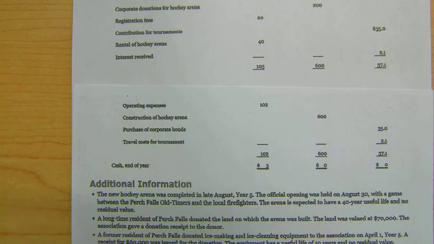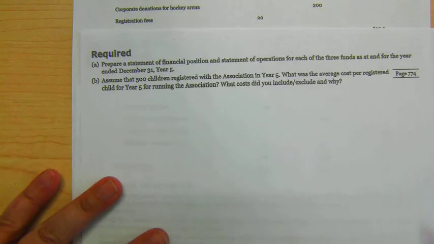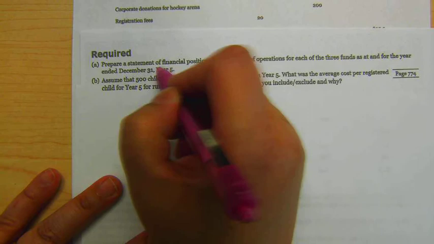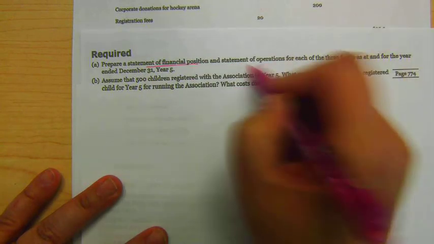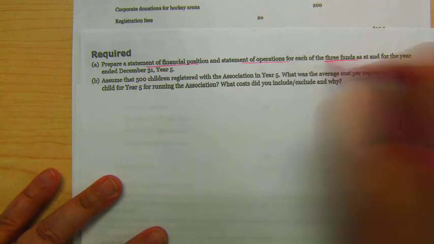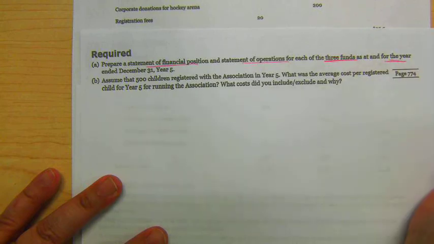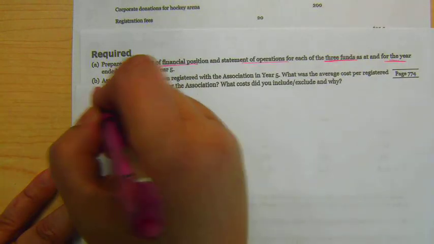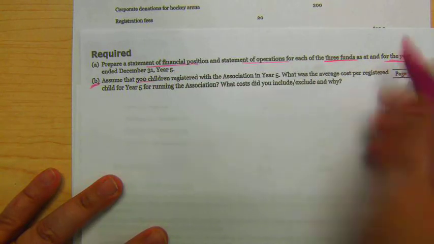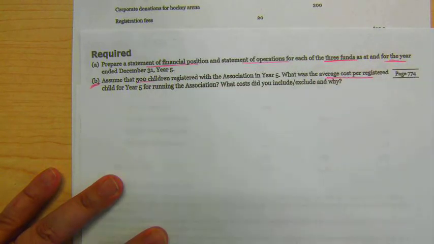Now, just before we go to additional information, it's always good to look at the required, especially on an exam, so that when you read through the question the first time, you're looking for specific things. On the required, they want a statement of financial position and a statement of operations for each of the 3 funds at year end. And then part B, which is kind of interesting: 500 children are registered. What's the average cost per registered child?